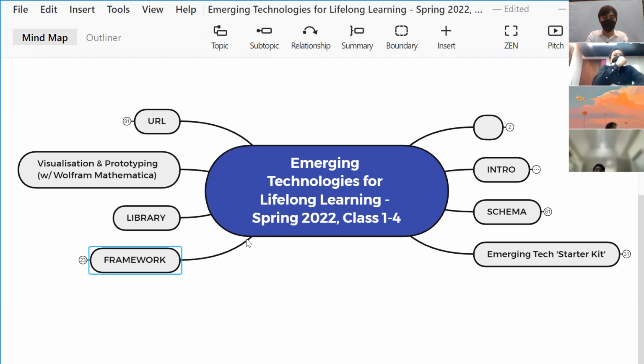Now, what I want to talk about today in this second third of the class is what I call the EmergingTech starter kit. Okay, this is a deliberate misnomer. You can't start EmergingTech. You can start the startup. You can start your innovation.